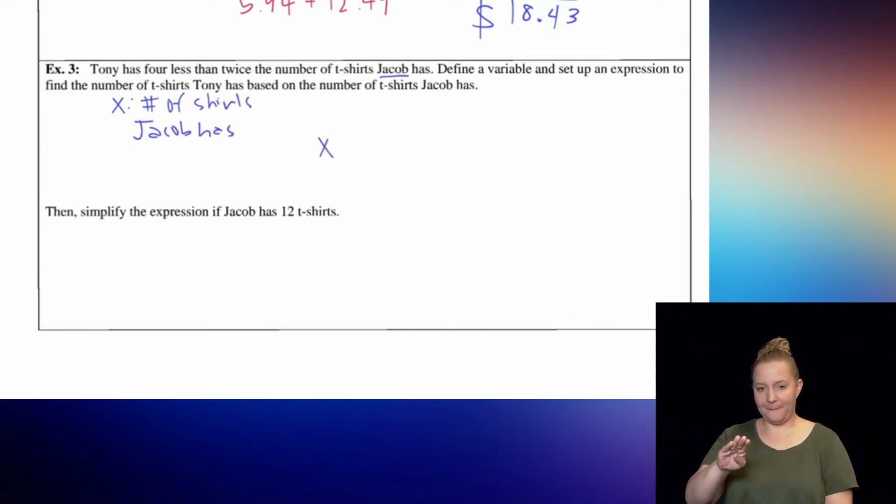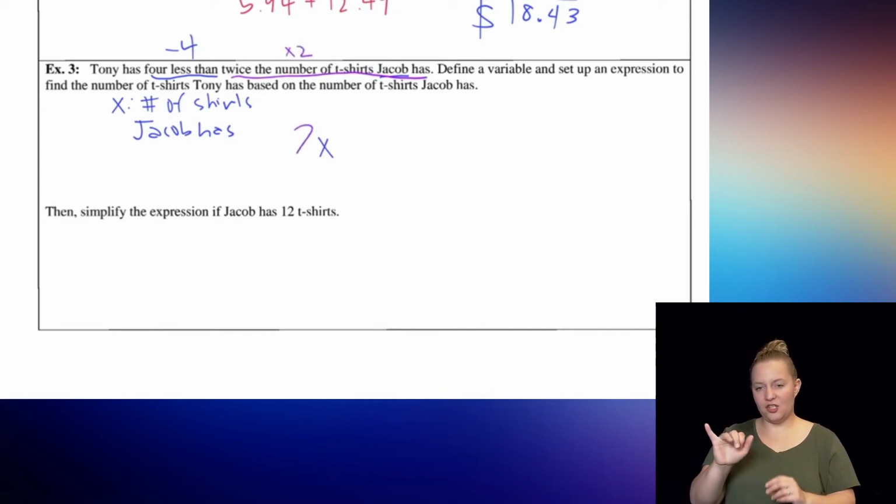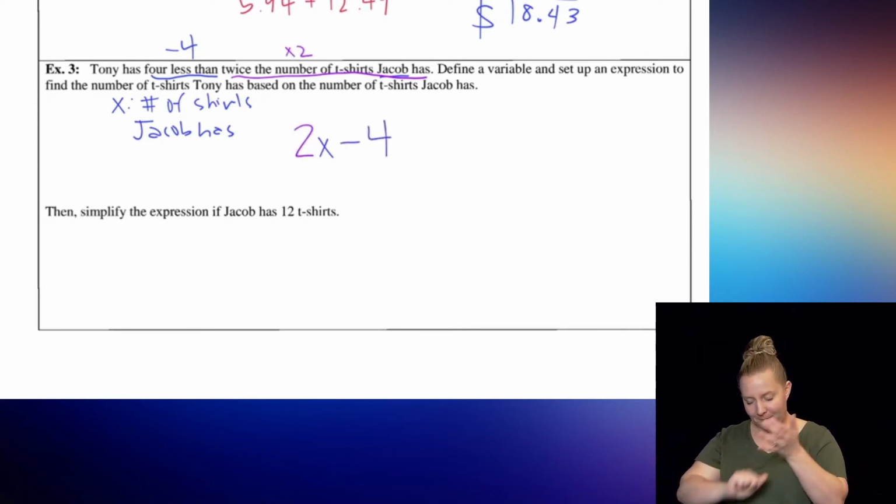So with Jacob's number of shirts, I know that Tony has 4 less than. So 4 less than, that's like the minus 4. And then twice the number of Jacob. So if I'm taking twice the number of Jacob, that means I'm multiplying it by 2. So 2x. And then I'm taking 4 less than that in order to find Tony.